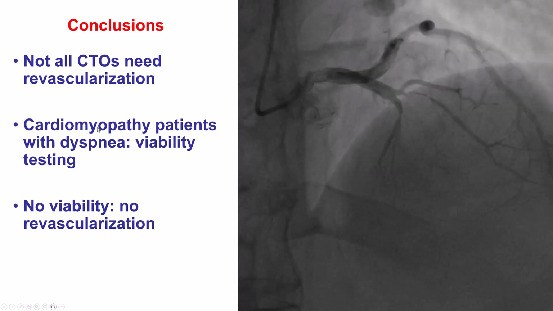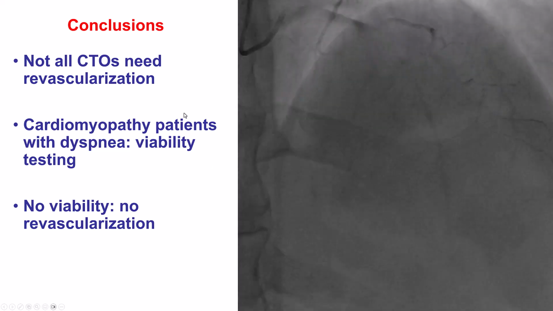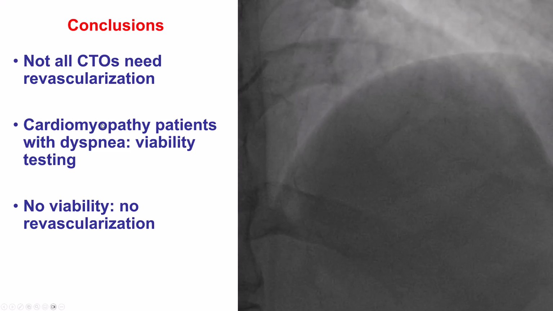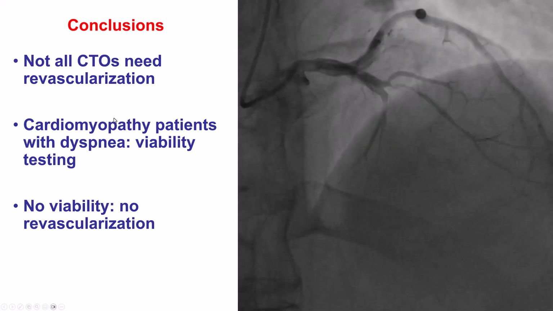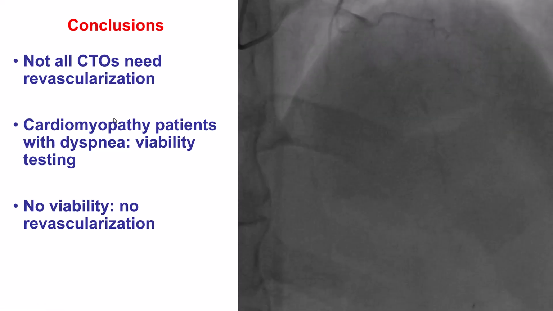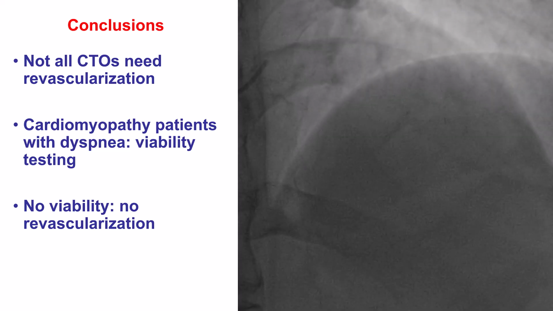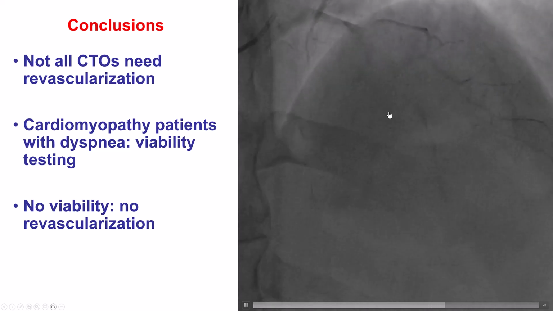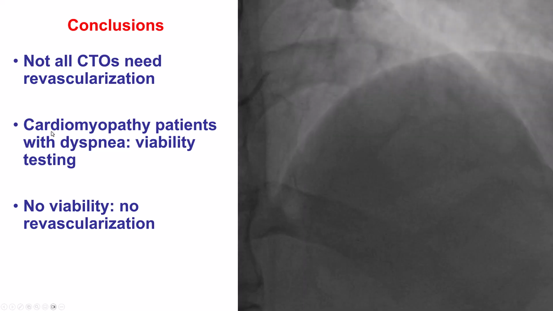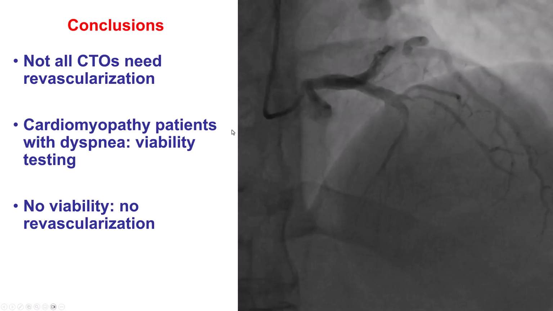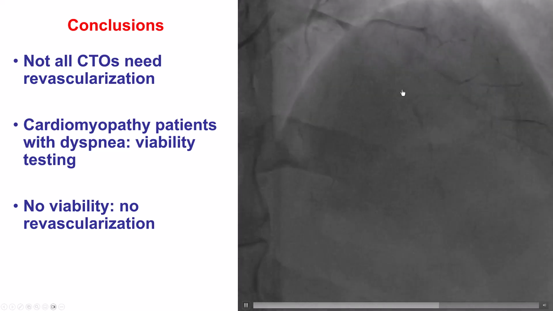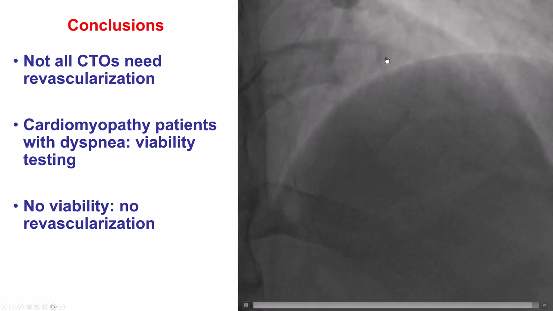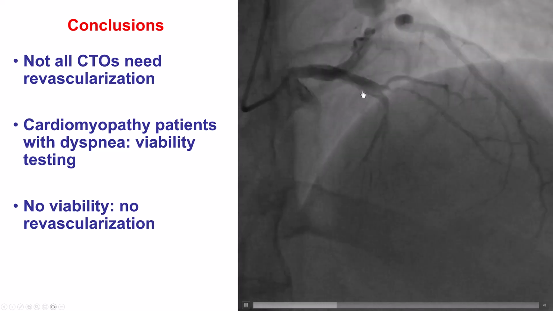So in summary, not every patient who has a CTO needs revascularization. A key component of that is to determine their symptoms and whether their symptoms are caused by the CTO or by something else. And that something else in our case was cardiomyopathy. So this patient came with dyspnea. She had a cardiomyopathy, and the cardiac MRI was critical in deciphering the cause of the dyspnea.